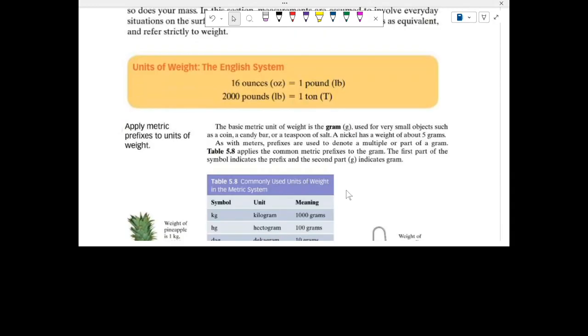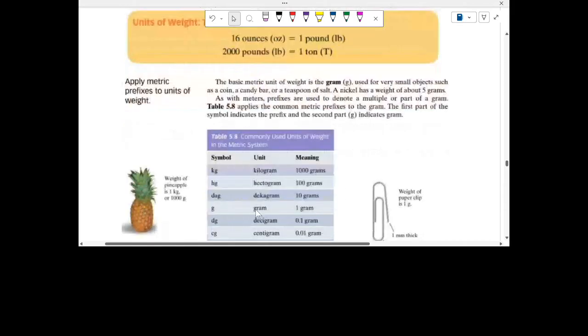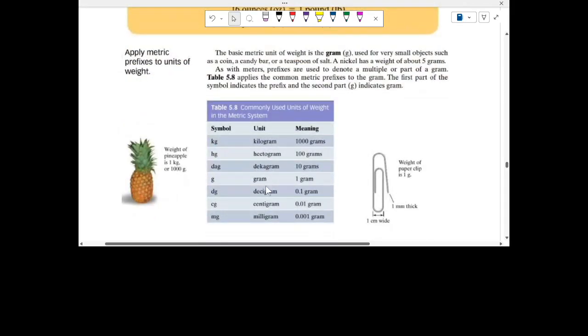A nickel has a weight of about 5 grams. And prefixes are used to denote multiples or parts of a gram. So we'll talk about things like kilograms, hectograms, decagrams, grams, decigrams, centigrams, milligrams. So y'all, most of us probably see milligrams pretty frequently.